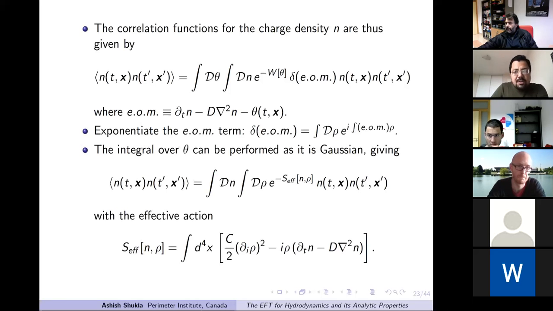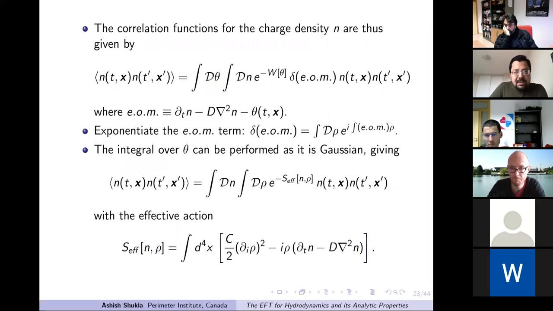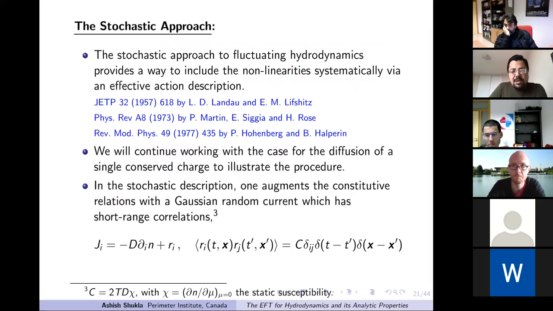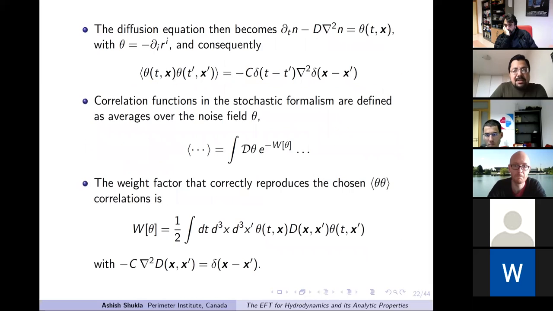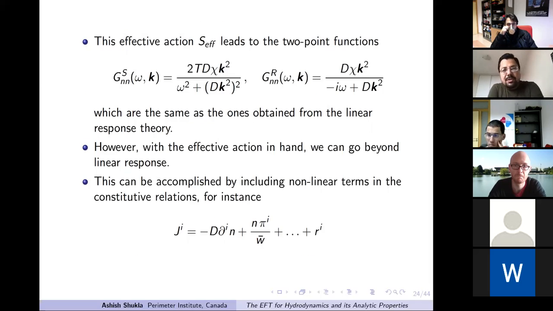And you can actually use this effective action to compute your 2-point functions. If you compute the n 2-point function using this approach, the symmetric 2-point function, you get this result. And if you compute the retarded 2-point function, you get this result. And these, if you notice, are identical to the ones that we obtained using linear response theory. So this is a triumph of the stochastic approach: by putting in these short-ranged correlations by hand, and then describing my correlation functions as path integral averages over these noise fields, I was able to reproduce the results of linear response theory. This gives some credibility to this approach.